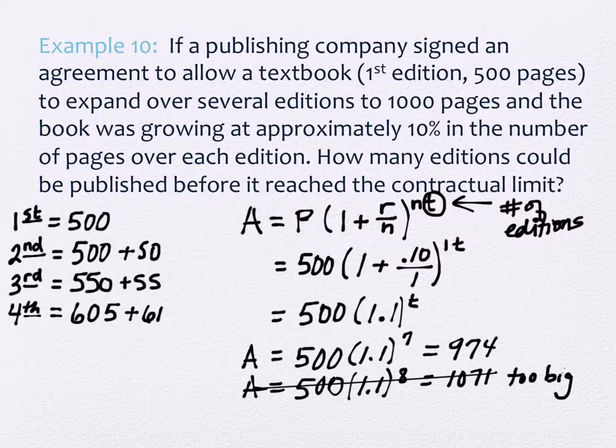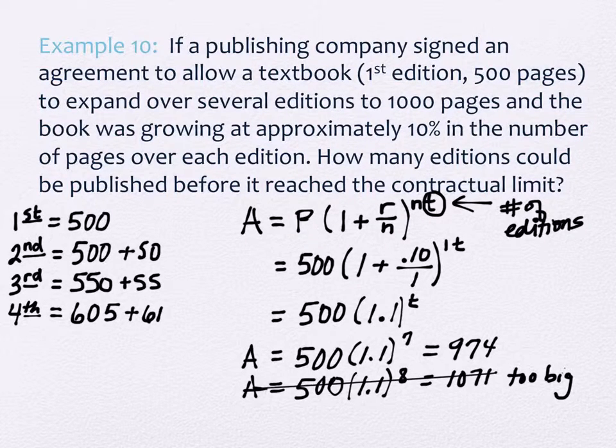Now here's the catch. We haven't actually given the answer to the question. The question says, how many editions could be published before it reaches its contractual limit? We're tempted to say 7. It's actually 8. This is really confusing.